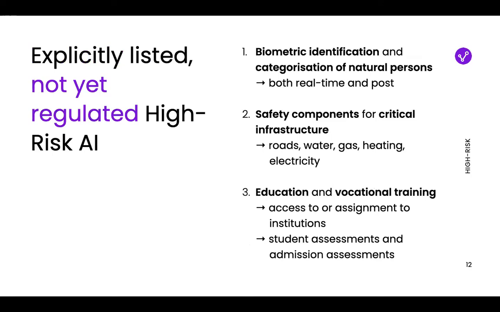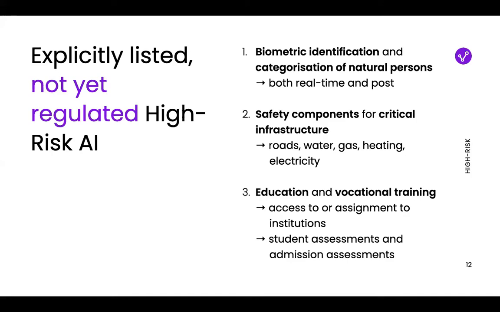Now let's move to the new markets, the not yet regulated markets. As I mentioned before, the regulation contains an explicit list of application domains that will contain high-risk AIs according to the new regulation. And this list is structured in 8 application domains that I've listed here on this and the subsequent slides. The first one being biometric identification and categorization of natural persons. And that's true for real-time systems as well as systems that do the identification only after the fact. Then number 2 is safety components for critical infrastructure, including roads, water, gas, heating, electricity.